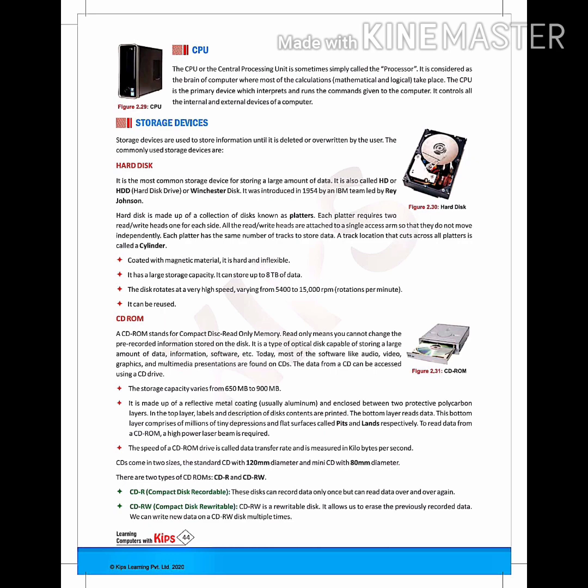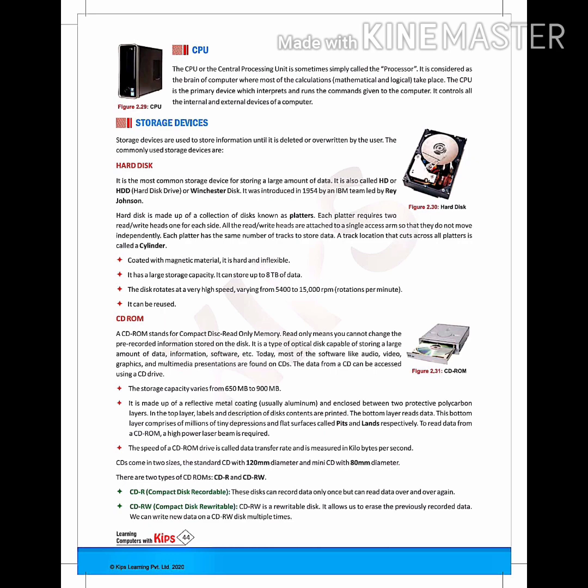Hard disk is the most common storage device for storing a large amount of data. It is also called HD or HDD, hard disk drive, or Winchester disk. It was introduced in 1954 by an IBM team led by Ray Johnson. A hard disk is made up of a collection of disks known as platters.